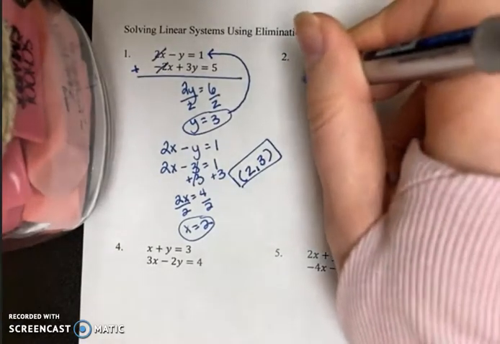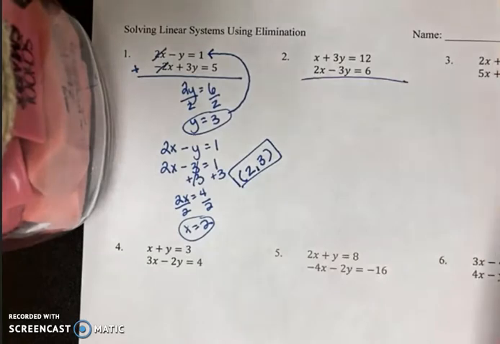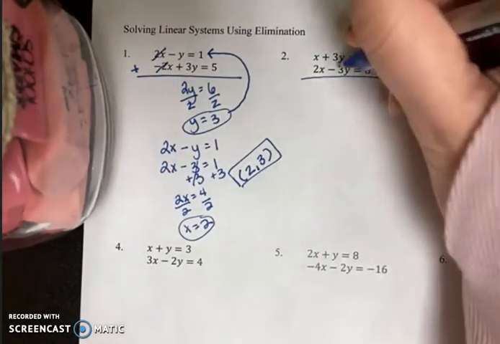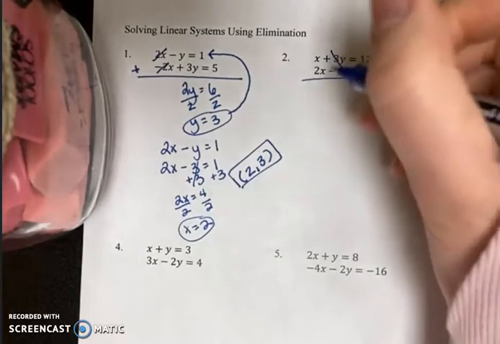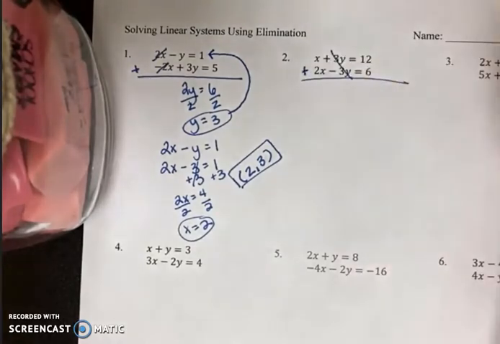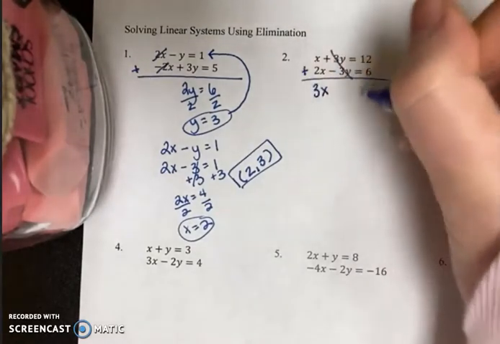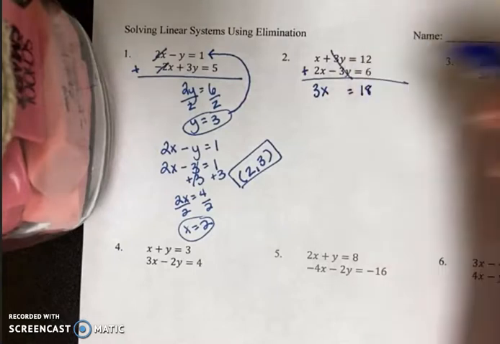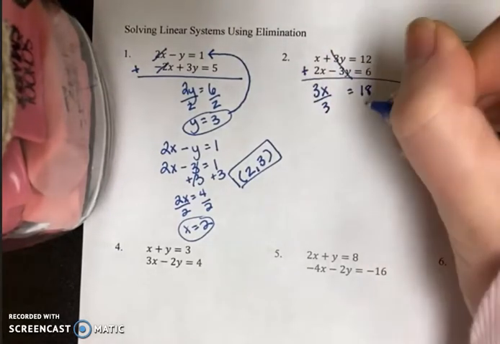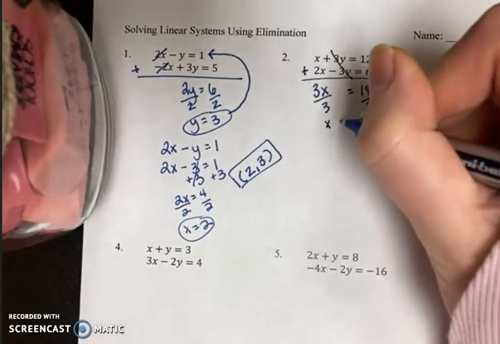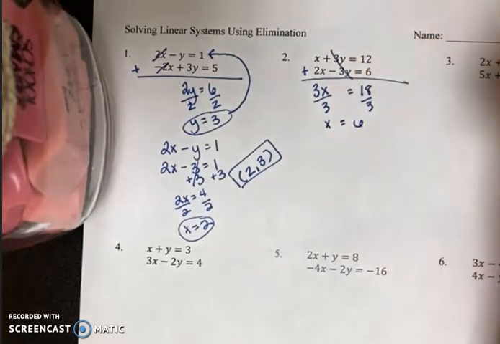Okay, let's take a look at number 2. It's already set up for the y's to cancel, so let's go ahead and cross those off. Adding the two systems together, I get 3x equals 18. Divide each side by 3. Notice how you get x equals 6.